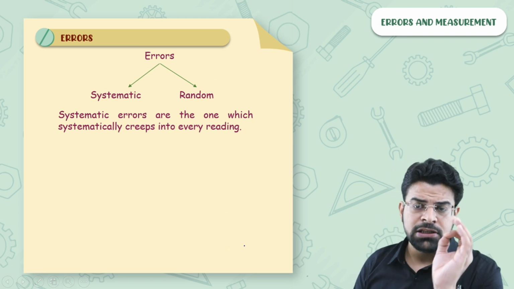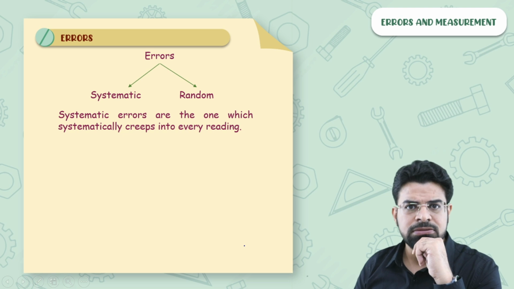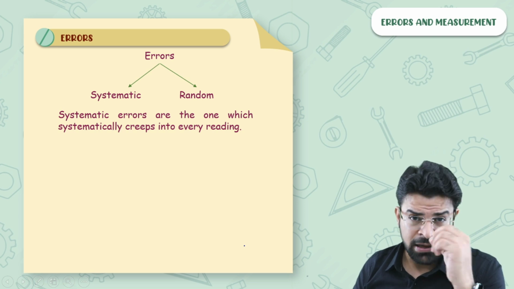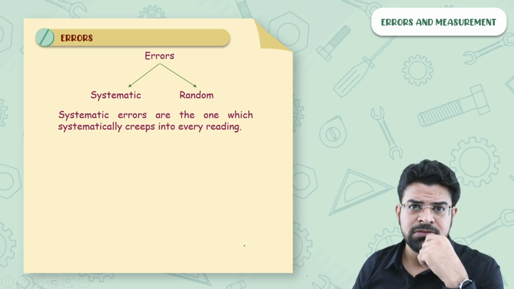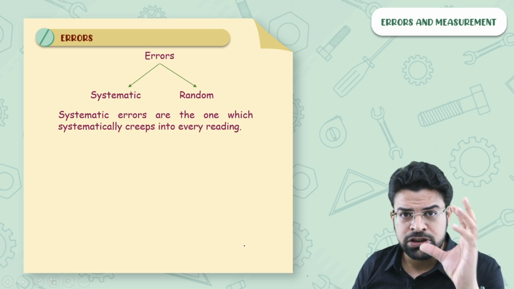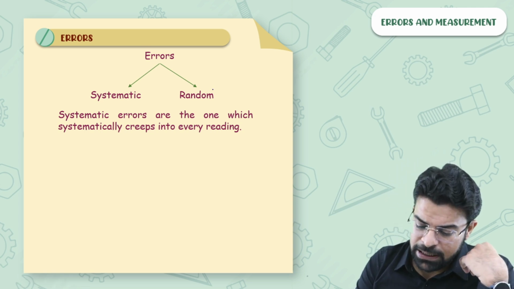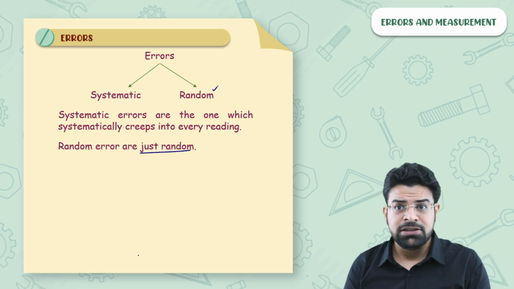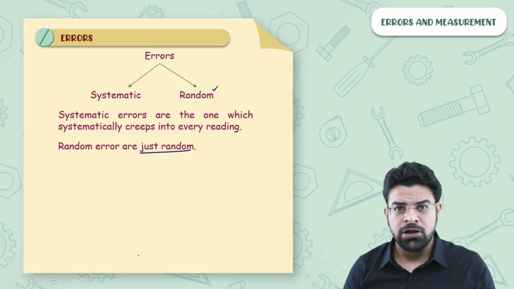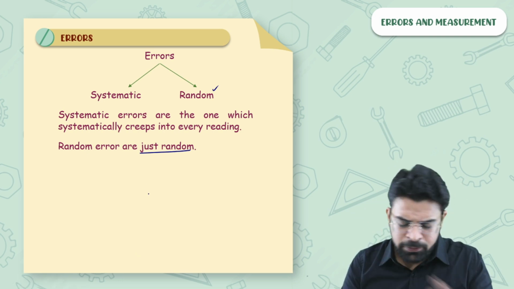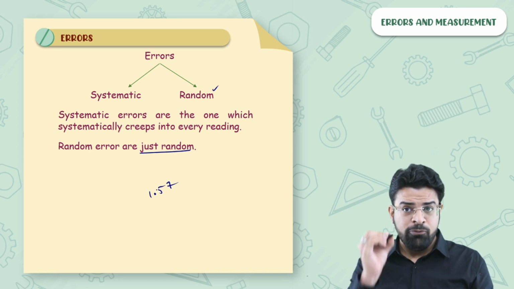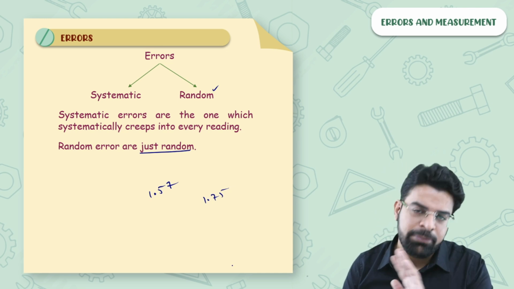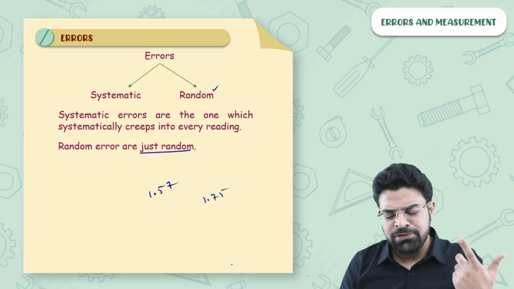So, can instruments produce systematic error? Yes. Instruments can produce systematic error if they are not properly calibrated. Can human beings make systematic error? Yes, when they do not know the proper procedure to do the experiment. The next type of errors we will talk about is random error. Random errors are just random. They happen sometimes. I did a big calculation, did it properly, I got the answer as 1.57, but while writing, I wrote 1.75. This has happened with you, right? So these types of errors are random.